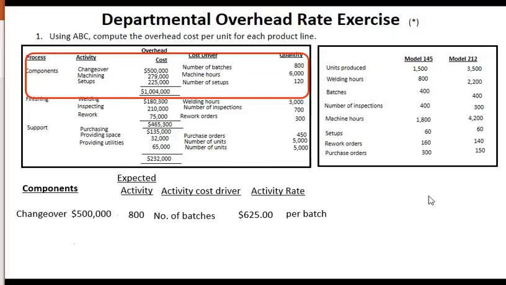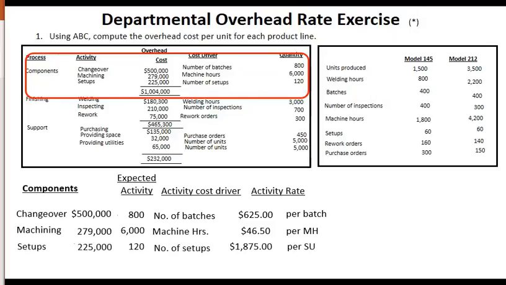Okay, we're going to go on then in components, and we're going to go to machining. Machining, our total costs are $279,000. Our expected activity is machine hours, 6,000. So $279,000 divided by 6,000 means our cost driver rate per machine hour, our activity rate, will be $46.50 per machine hour. So again, every time model 145 uses a machine hour, it's going to be charged $46.50. Model 212, when it uses a machine hour, it's going to be charged $46.50. Again, it's paying for the activity used.